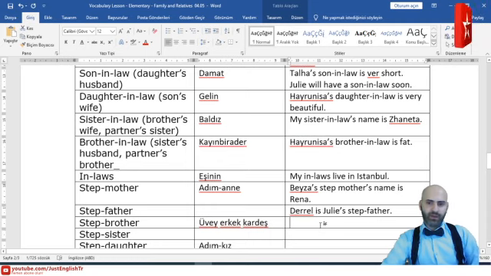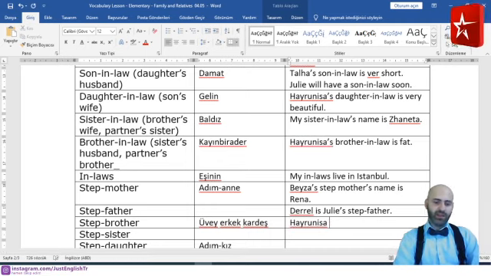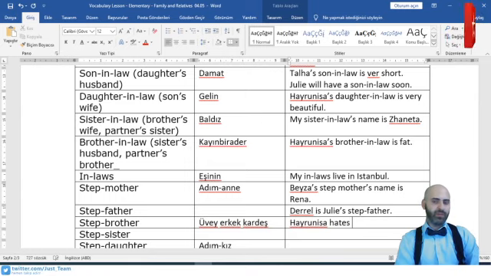Okay, we have an example already. Hayrunisa hates. I don't know if this name is for a woman or a man, so I think it's a woman's name. I will say her stepbrother.